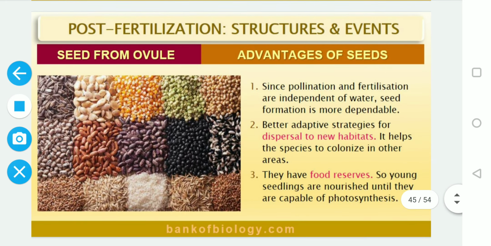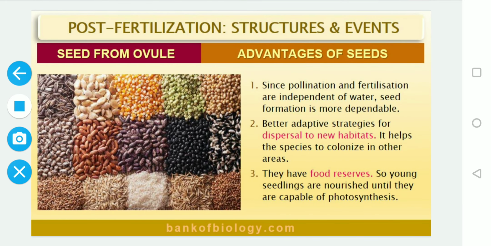Then the question arises: is there any usage? Yes, the advantages of the seeds. Not only for humans, seeds also have advantages for the plants during the period of evolution, for survival. Since pollination and fertilization are independent of water, seed formation is more dependable. Are you observing? The pollination and fertilization are independent of water. That means there is no necessity.